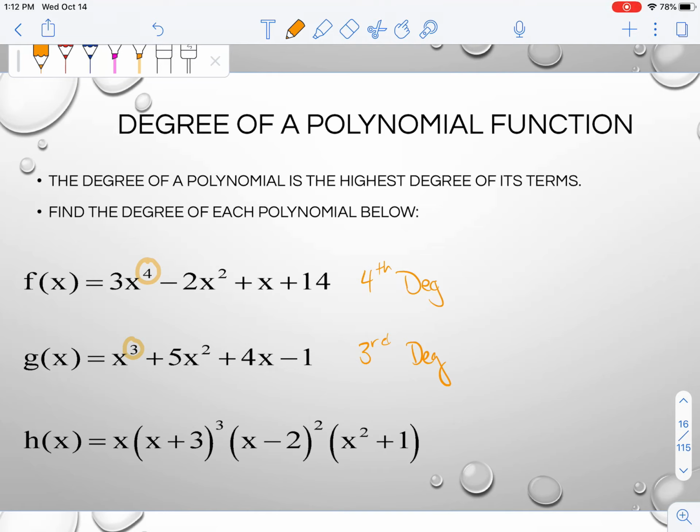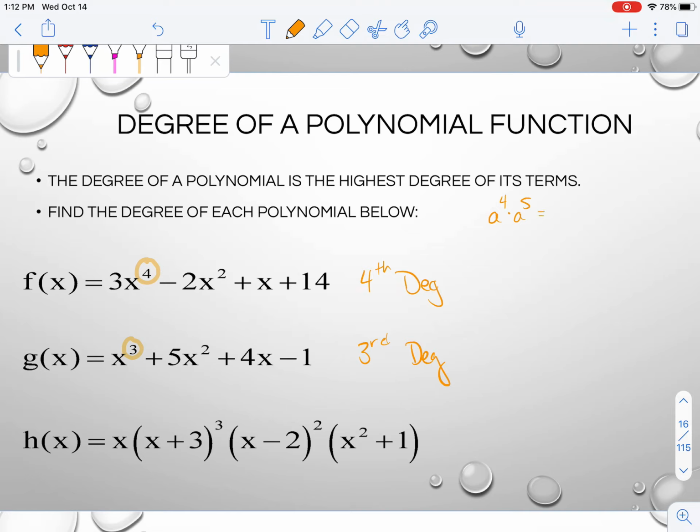Now where it gets tricky is if I have something that is in factored form. Keep in mind if I have individual terms, let's say I had a to the 4th times a to the 5th, when I multiply like bases, I add those exponents. So here I get a to the 9th. Same kind of thing is going to happen here. If you take a look, I have x times the quantity x plus 3 cubed times the quantity x minus 2 squared times x squared plus 1. This x is an x to the 1st.